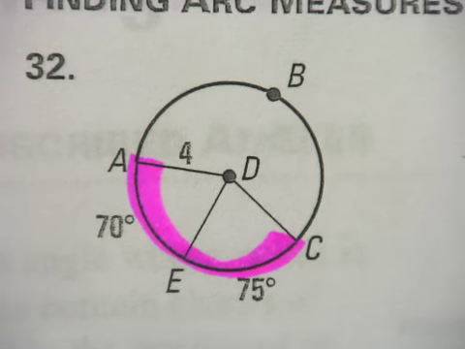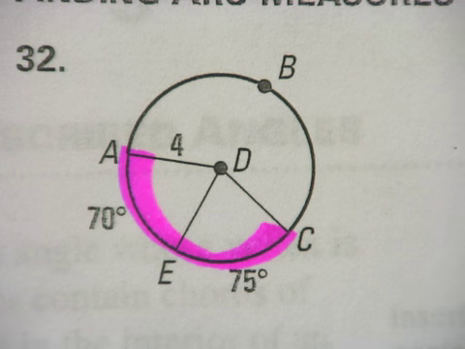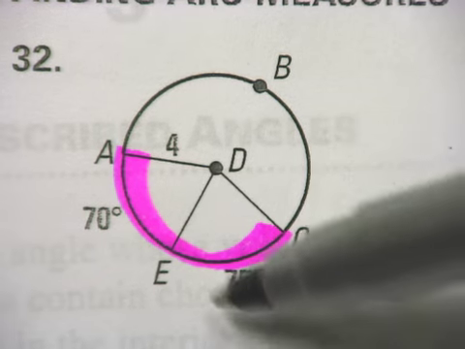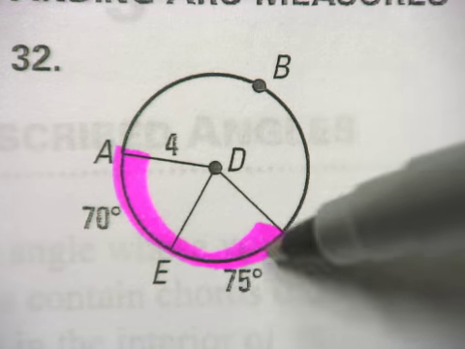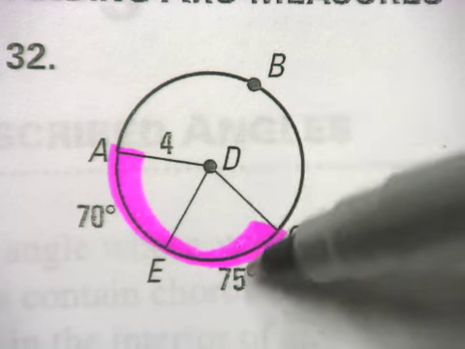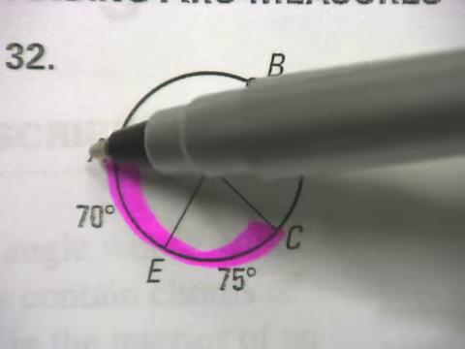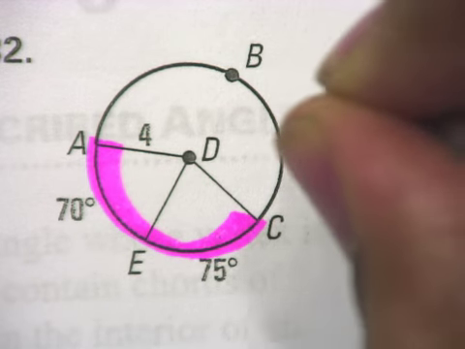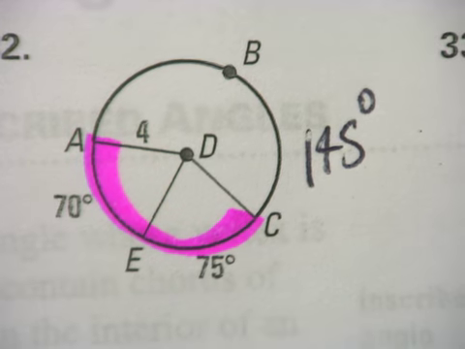Okay. It says, find the measure of the red arc. Well, I know here in question 32 that arc AE is 70 degrees, and I know that arc EC is 75 degrees. So if I wanted to find the measure of this complete arc here, all I would have to do would be to add those two together. 70 plus 75 is going to give me 145 degrees.